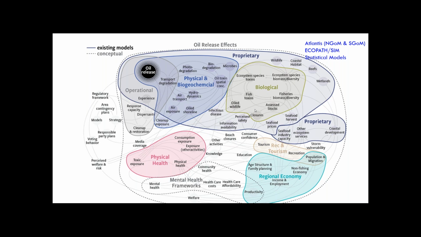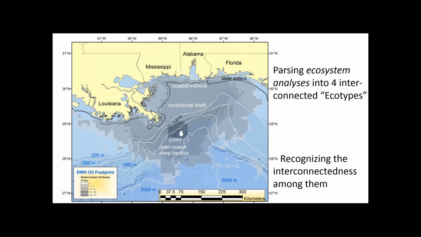I will point out in the biological realm and ecosystems, there have been a number of Atlantis models, both for the northern Gulf of Mexico and the southern Gulf of Mexico, where the Ixtoc spill occurred 35 years ago. Some Ecopath models, and then a number of statistical models that have been worked on. So there is a fairly large body of modeling work that's been done. So I wanted to talk a little bit about going from this diagram to something that we perhaps can get our arms around a little bit better, and that is parsing the totality of the ecosystem response into what we would call four interconnected ecotypes.